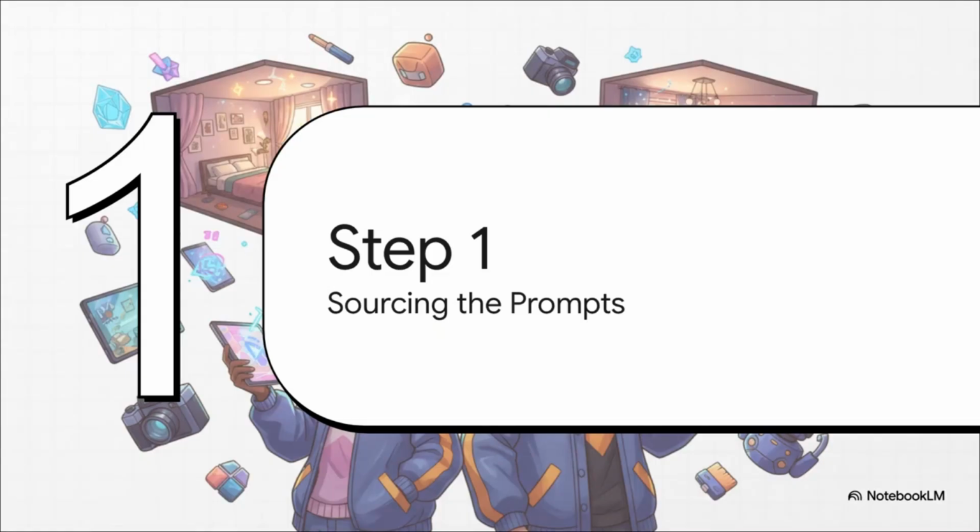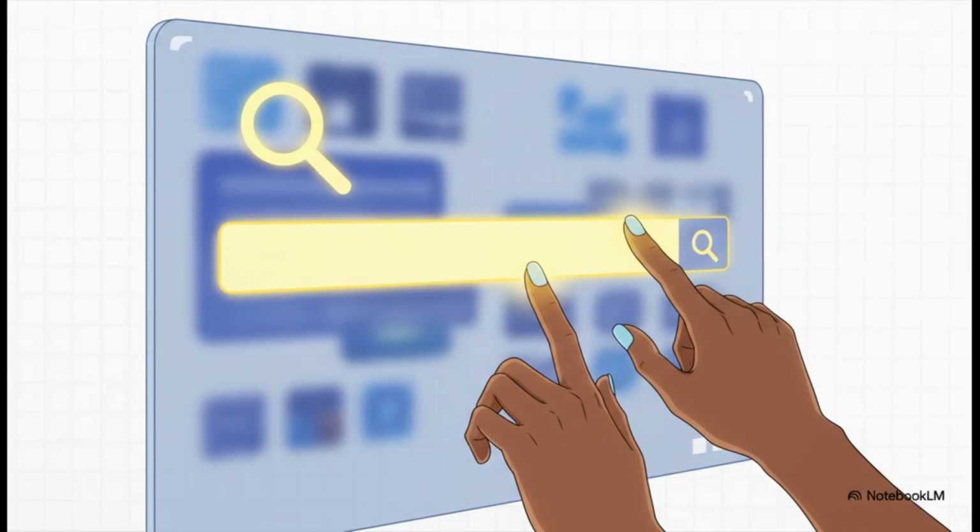Okay, so our journey starts with getting the right instructions. This is, without a doubt, the foundation for the whole project, and we're going to use a super specialized AI to basically write the perfect architectural plans for our scene. So first things first, you're going to head over to the ChatGPT store. Once you're there, in the search bar, you're going to type in floor transformation.